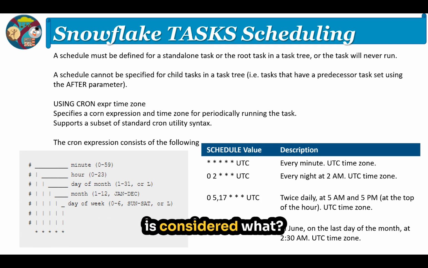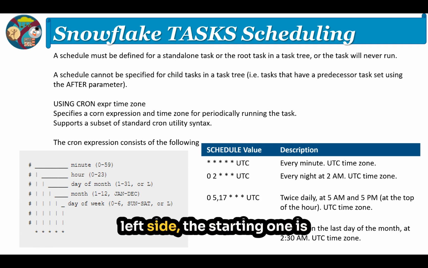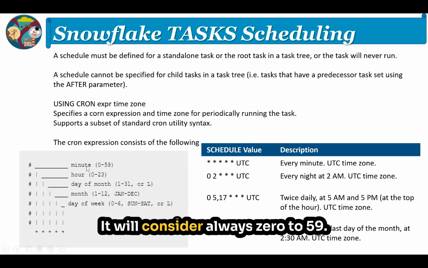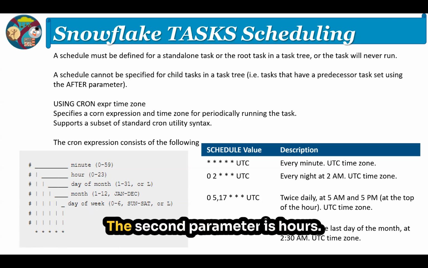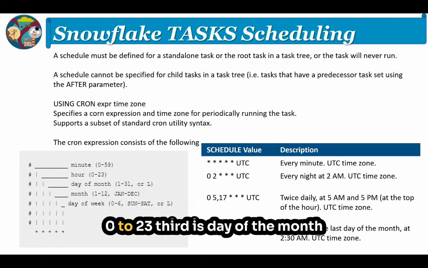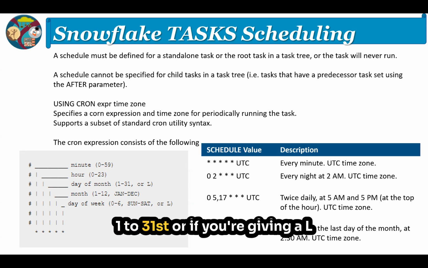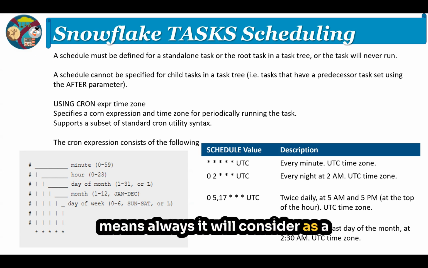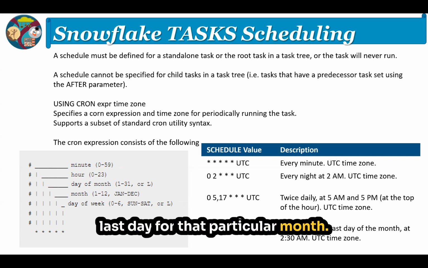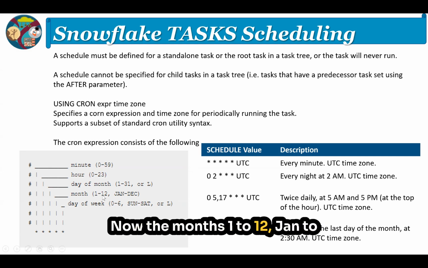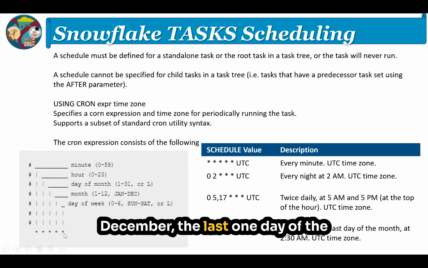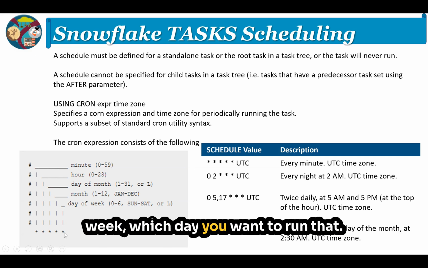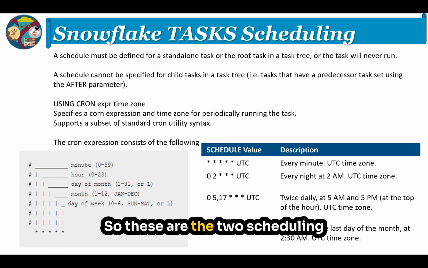Which parameter is considered what? Starting from the left side, the first one is minutes, and it always considers 0 to 59. The second parameter is hours, 0 to 23. Third is the day of the month, 1 to 31, or if you give an L, it will always consider the last day of that particular month. Now the month is 1 to 12, Jan to December. The last one is the day of the week, which day you want to run it. So these are the two scheduling methods for task execution.